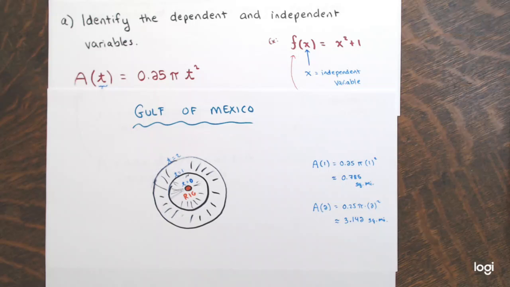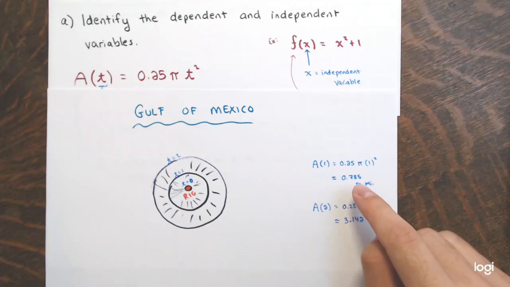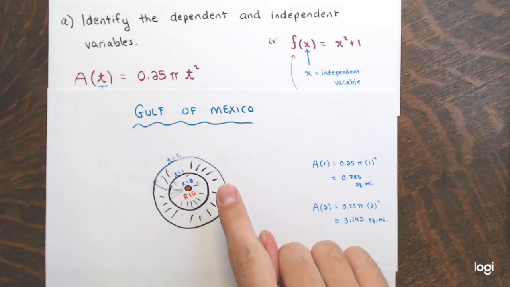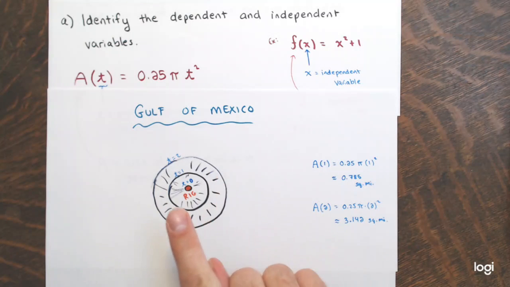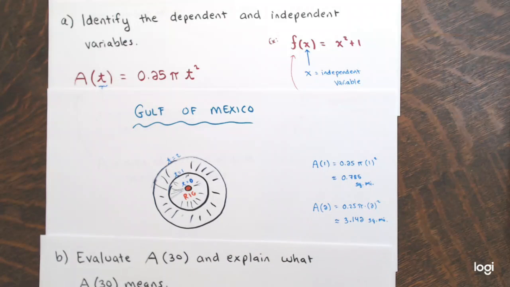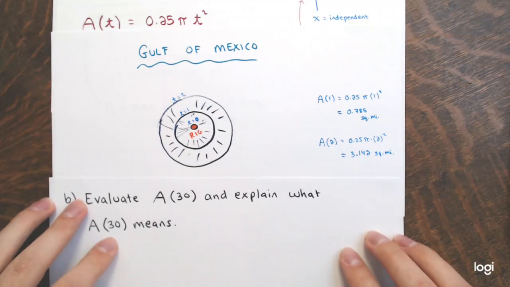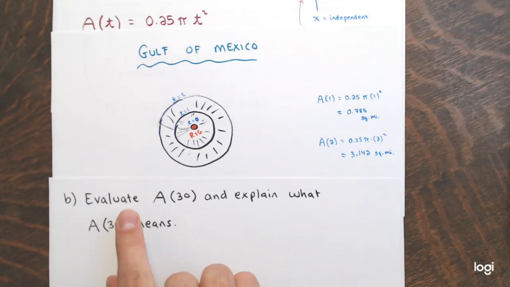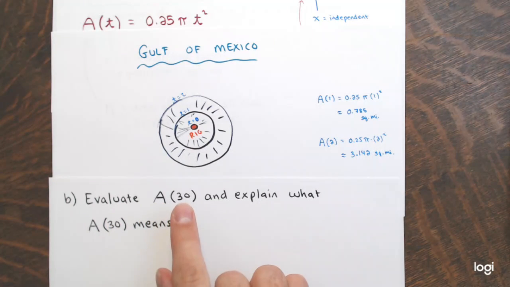Okay, so now on to part B. After 1 day it covers 0.785 square miles. After 2 days it's covering a total area of pi square miles. Part B is asking us to evaluate, that is, find the value of A at 30 and explain what that means. So let me do that down here.